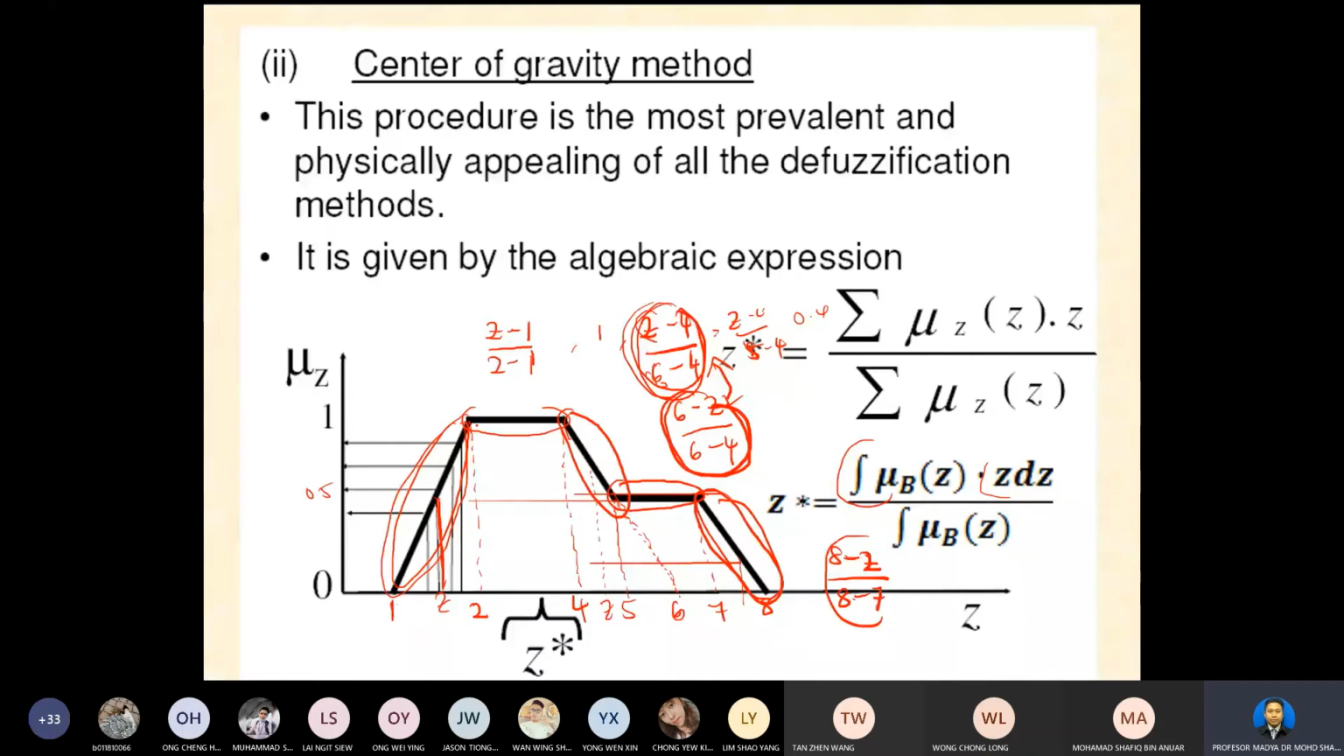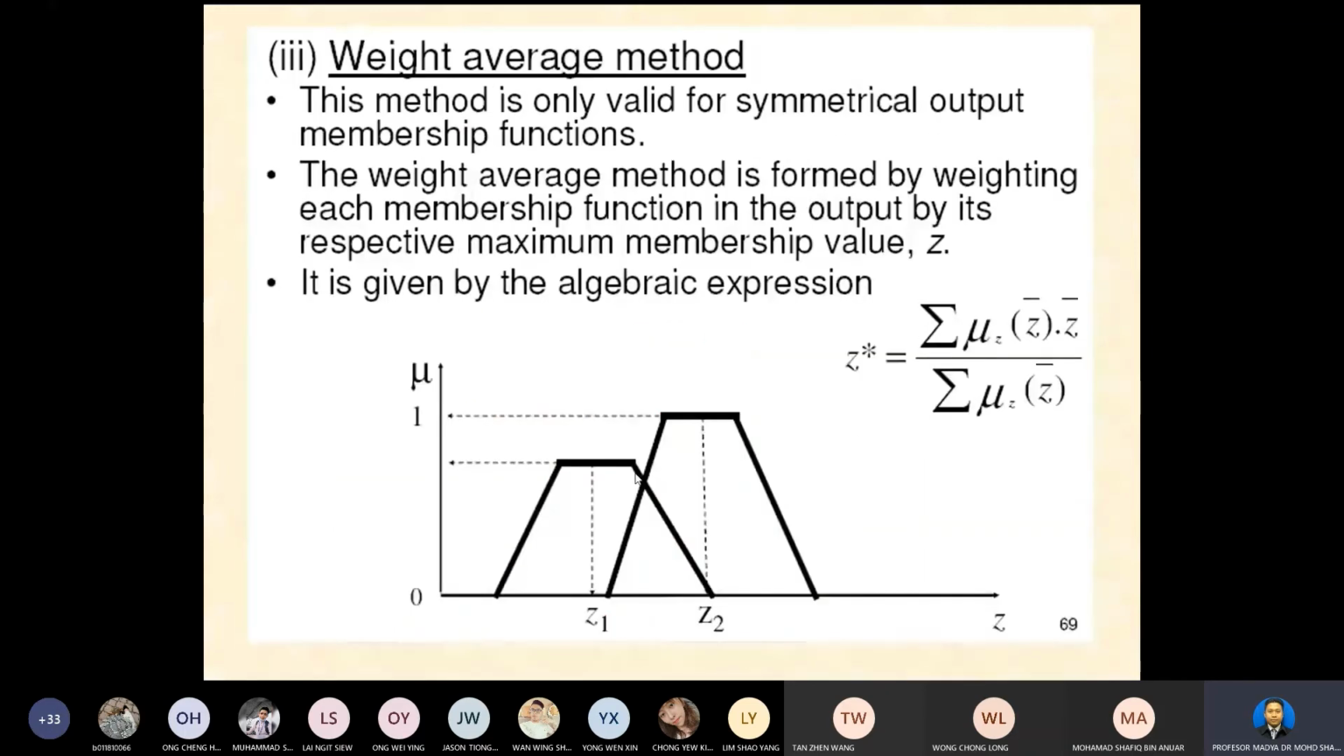So I proceed to the next method, the weighted average method. This method is only valid for a symmetrical output membership function. Make sure it is symmetrical: when we divide by 2, it is the same size. For example, this part divided by 2 will be the same as this part, and this one also the same. That's why we call this symmetrical. So valid for symmetrical.